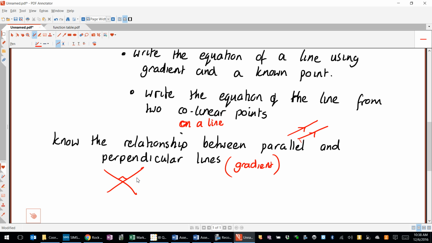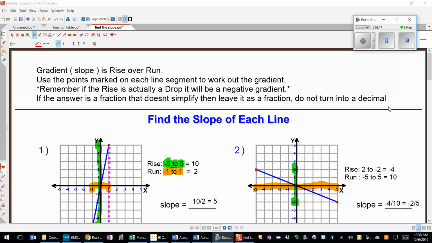So these are things I would like you to know how to do. I'm in the middle of explaining. Can you wait till we've done that? So to start off with, just do it quickly. We're just going to look at gradients. Alright, so we've got this sheet.